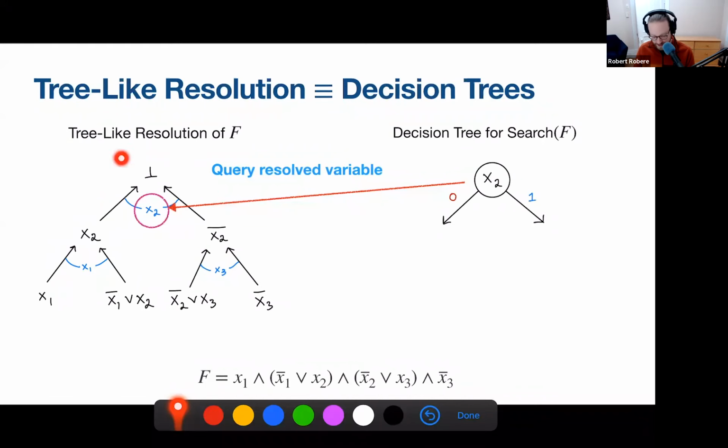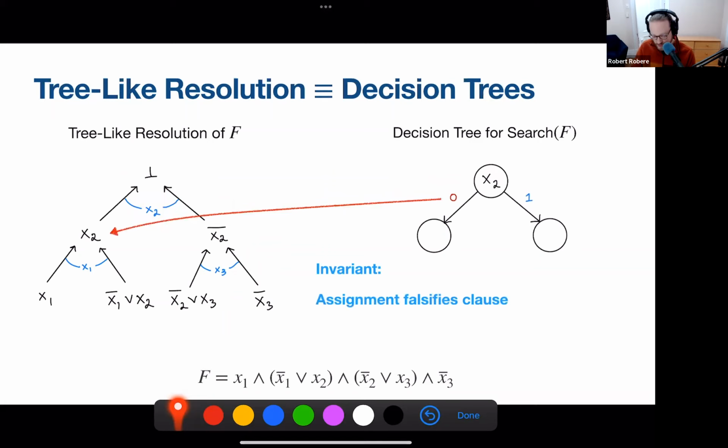So if we have a tree-like resolution proof, what I'm going to do is start at the top here, and I'm just going to query the variable that was resolved on at each step. Okay. So here the last variable that was resolved was X2. So I'll start by querying that. And then the idea is that I'm going to go to the side where the clause remains false, right?